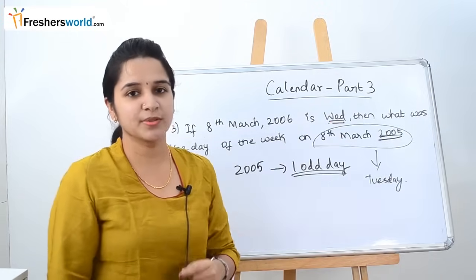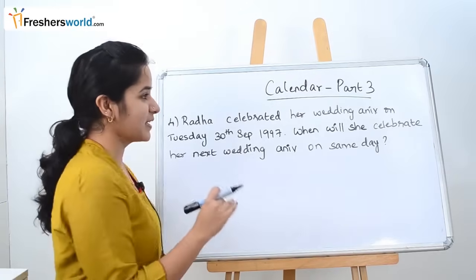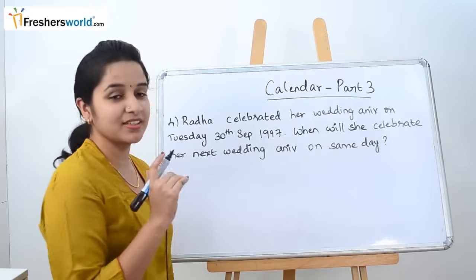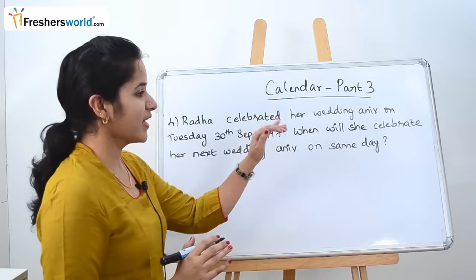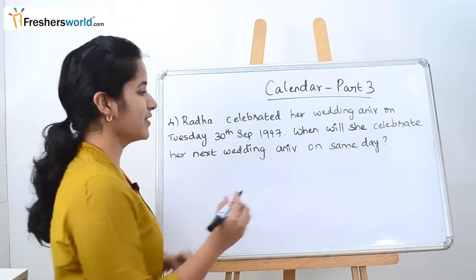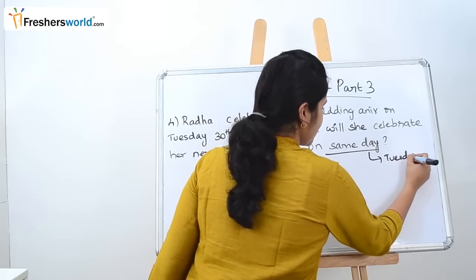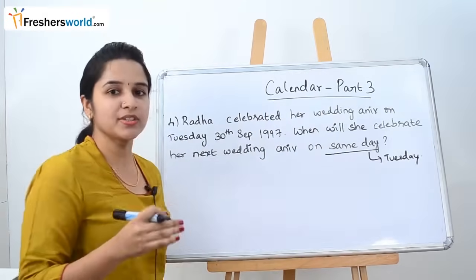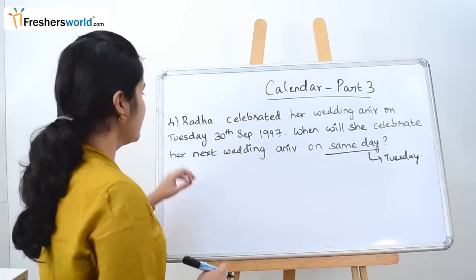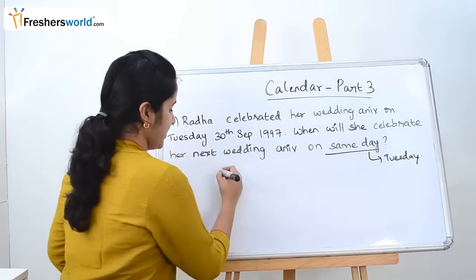Let's solve another sum. The next question they have given is, Radha celebrated her wedding anniversary on Tuesday, 30th September 1997. When will she celebrate her next wedding anniversary on the same day? Same day means she will celebrate it on a Tuesday again. How are we going to do it? We are going to use the same concept of odd days. So let's start counting the number of odd days.